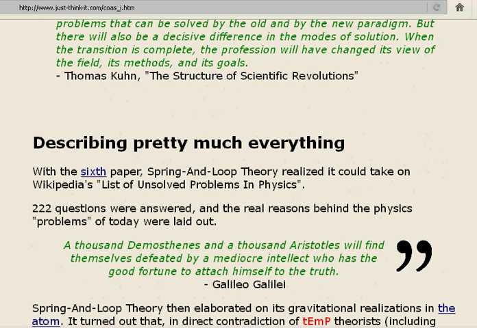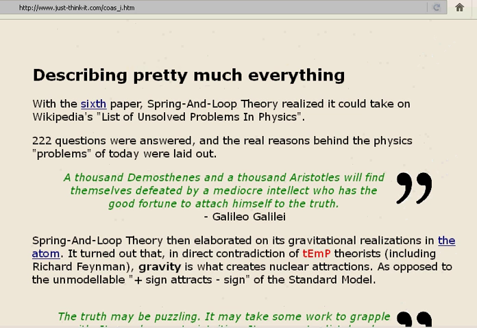Describing pretty much everything. With the sixth paper, Spring and Loop Theory realized it could take on Wikipedia's list of unsolved problems in physics. 222 questions were answered, and the real reasons behind the physics problems of today were laid out. 1,000 Demosthenes and 1,000 Aristotles will find themselves defeated by a mediocre intellect who has the good fortune to attach himself to the truth. Galileo Galilei.